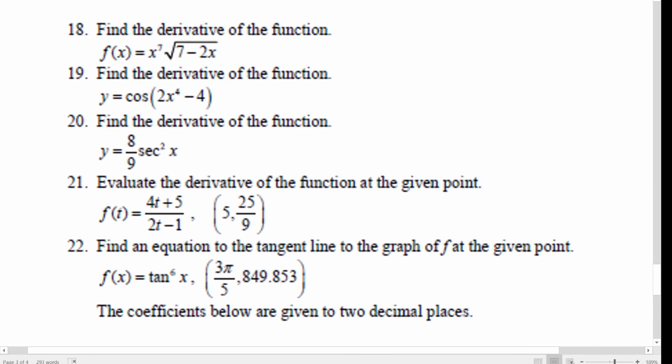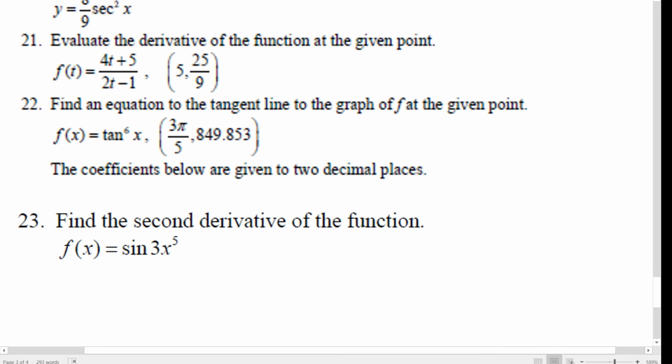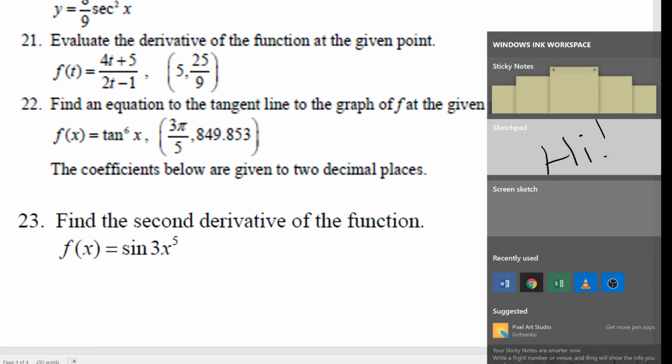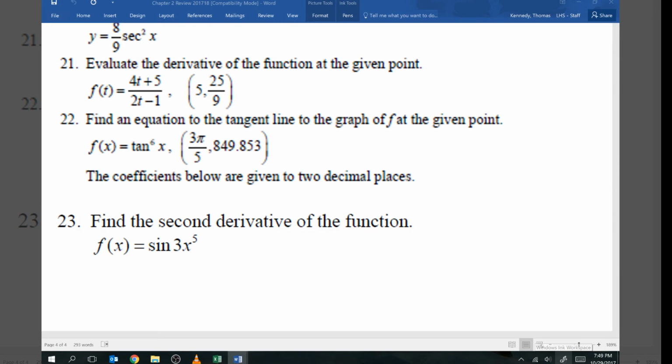Alright. Oh gosh, 22 is a disaster. 22 is a calculator problem, so let's talk about what you'd do. Because look at that awful point they give you. So it says, find an equation of the tangent line to the graph of f at the given point. Alright, so we take the derivative.